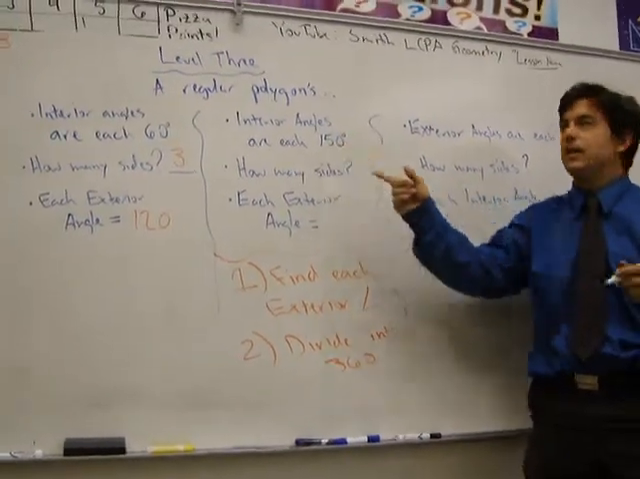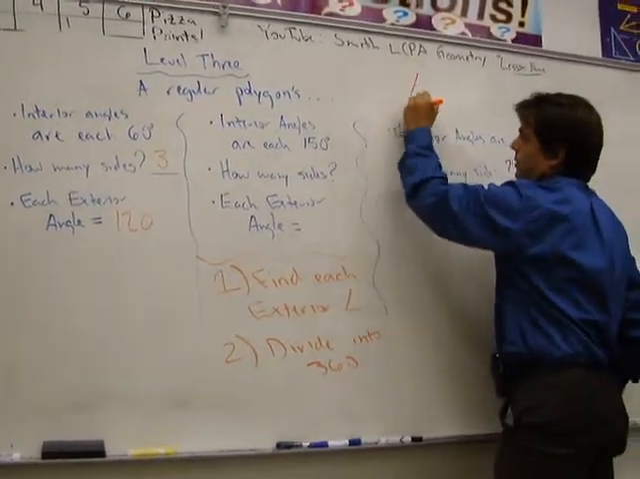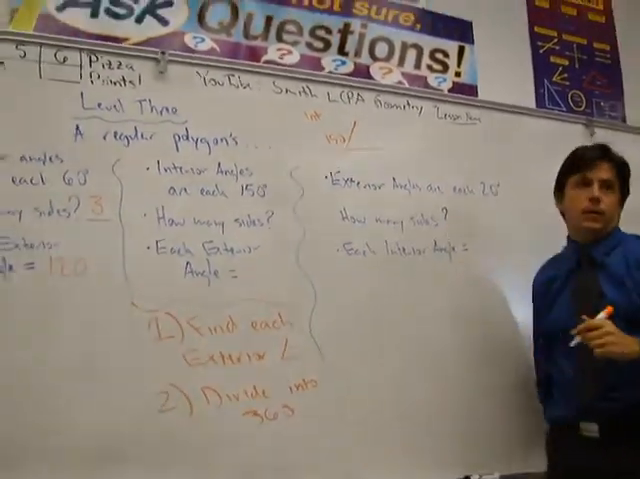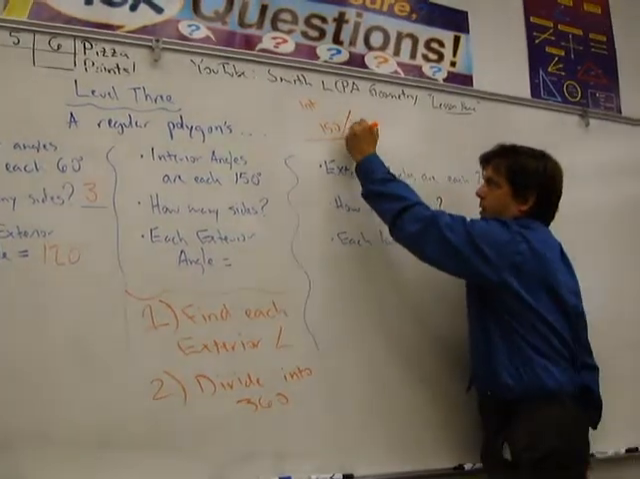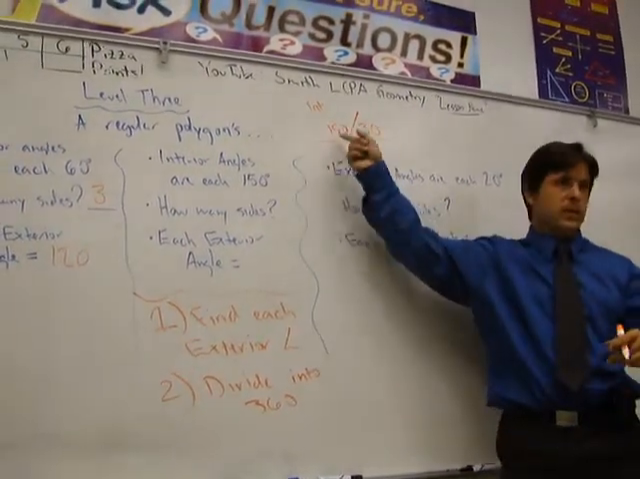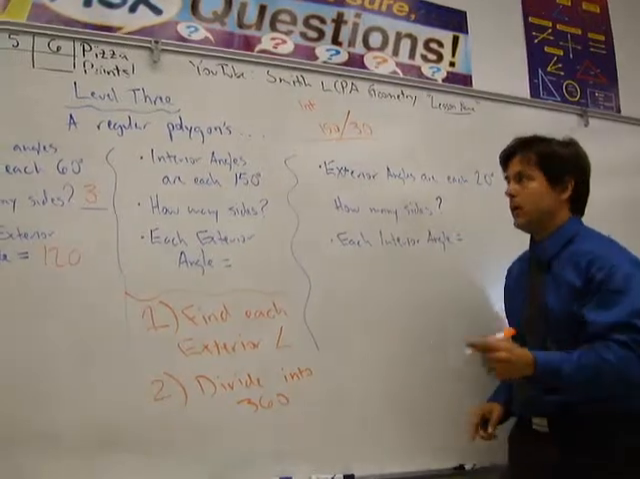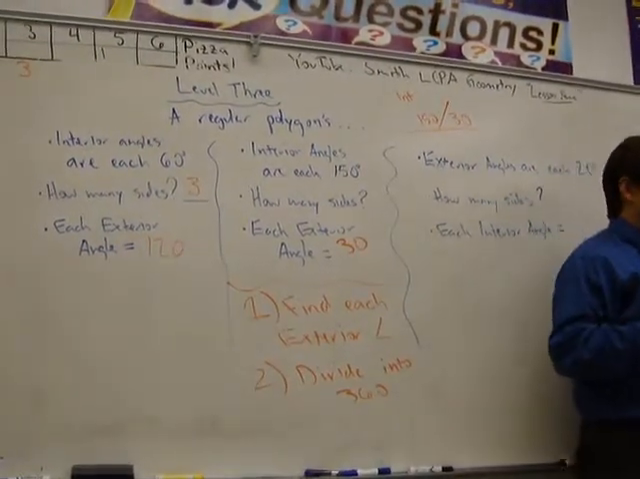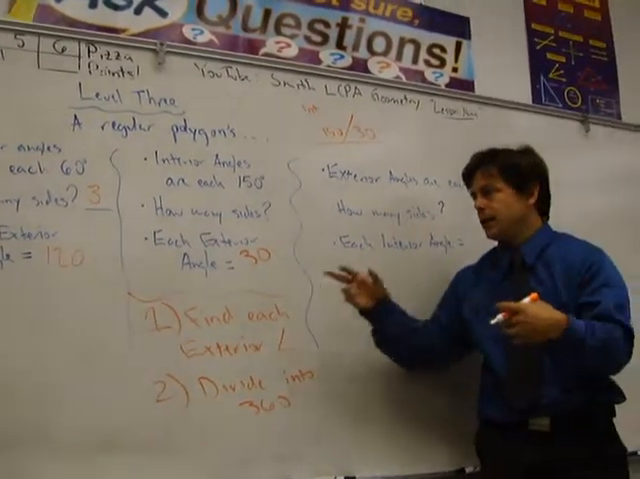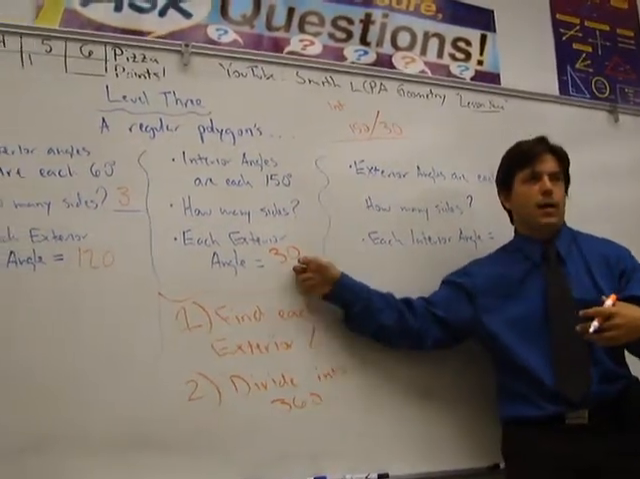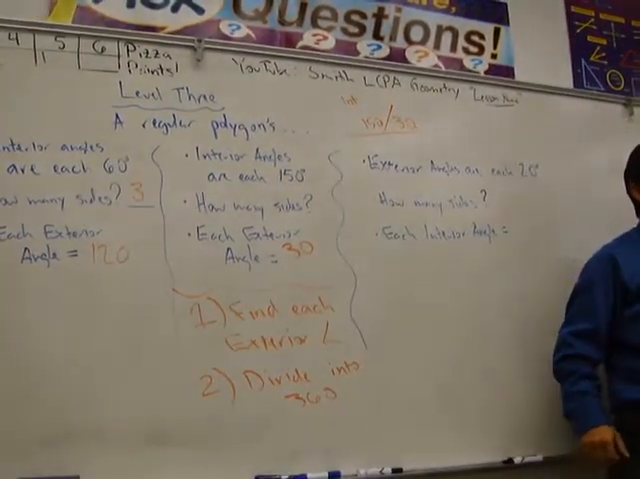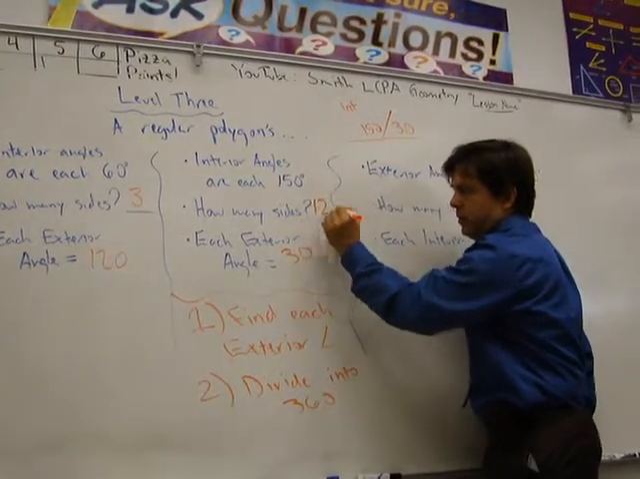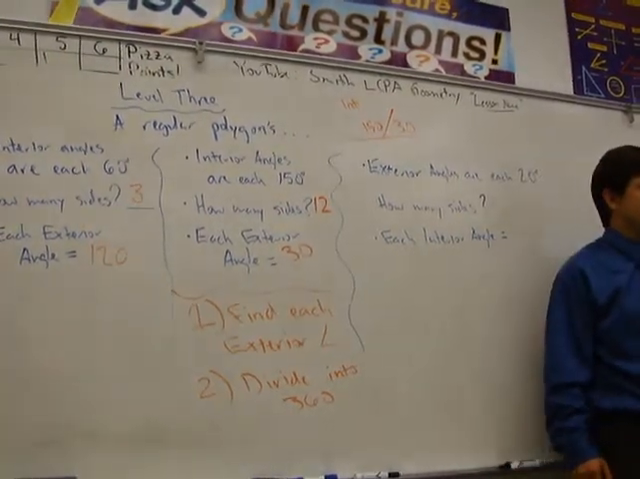So think about this. If each interior angle is 150, what would the exterior angles be? 30. And how did you do that? Adding. Because they have to add up to what? 180. Great. Now, if each exterior angle is 30, and you know it has to add up to 360, how many 30s fit into 360? 12. So how many sides would it have? 12. See how easy that is?